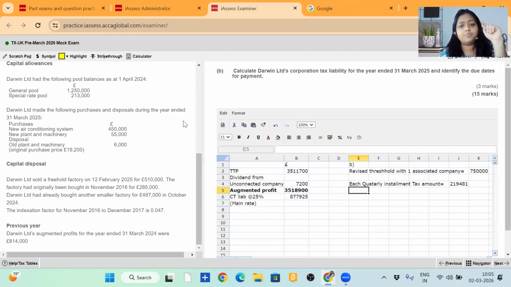So 14th of the seventh month will be April, May, June, July, August, September, October. Seventh month. Right? October. So first installment will be on 14th October. Then 10th month, November, December, January. 14th of January. Then 13th month, 14th of April.